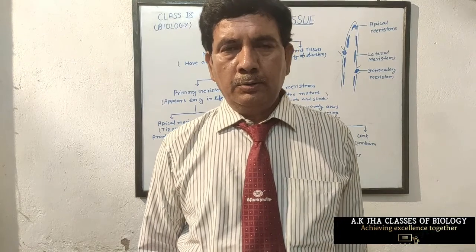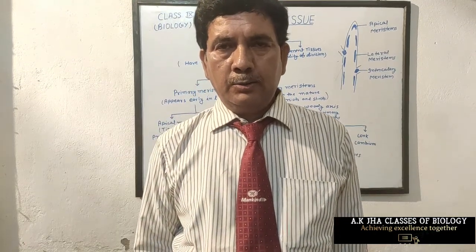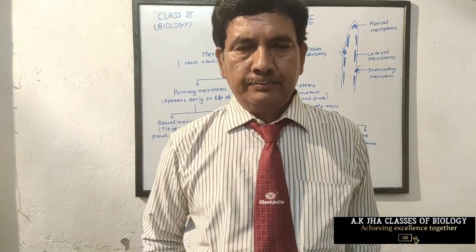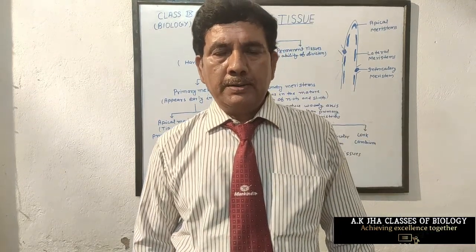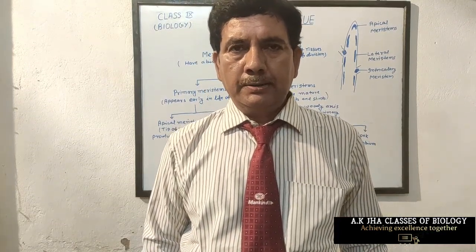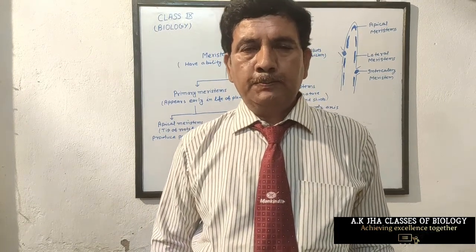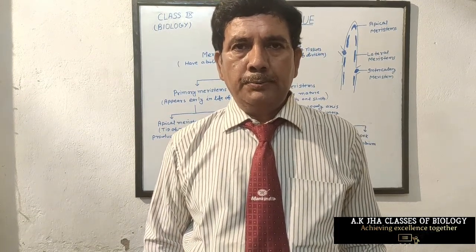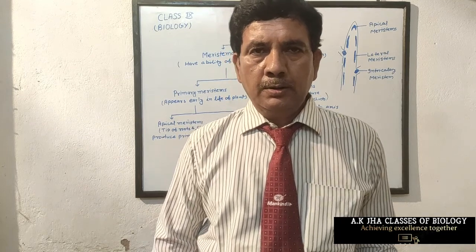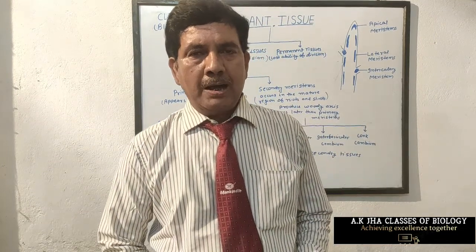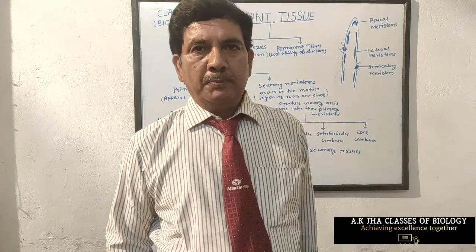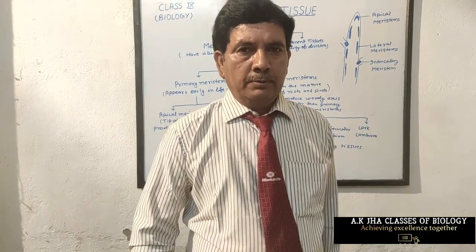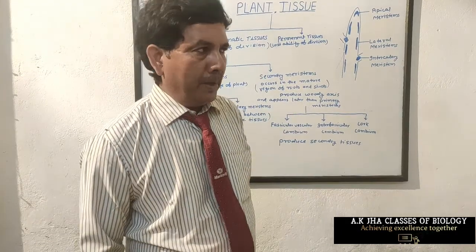Today I am going to explain plant tissue for class 9. Firstly, we define tissue. Tissue is the group of cells having similar structure and function. In previous videos, we have already discussed different types of animal tissue. Now we discuss plant tissue. The plant body is also made up of different types of tissue. We study plant tissue.